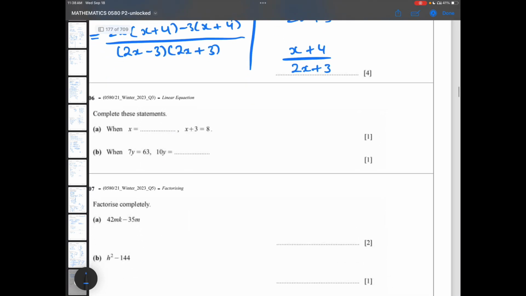It says when x is equal to dash, x plus 3 is 5. So we can see that the value of x is 5 over here. If 3 is moved to the right side of the equation, we get the value of x, that's 5. In part b, it says 7y is 63. So 7 will be moved to the right side of the equation and 63 will be divided by it. We get the value for y, that is 9. So 10 multiplied by y will be 10 multiplied by 9, which is 90.